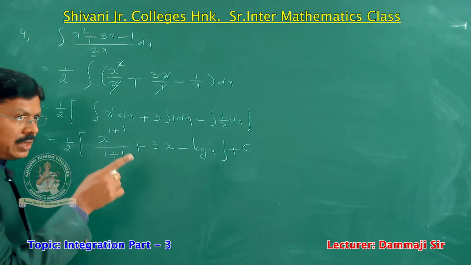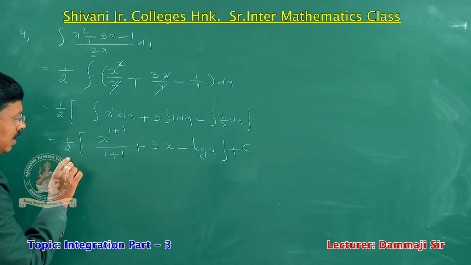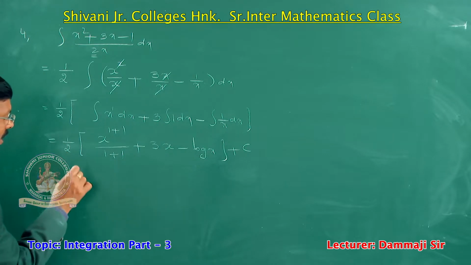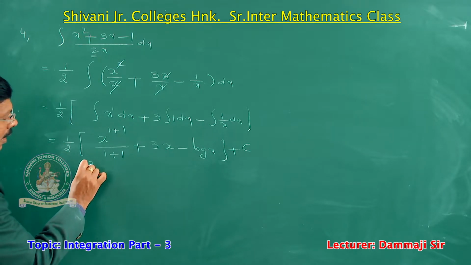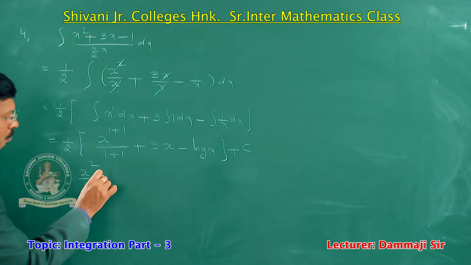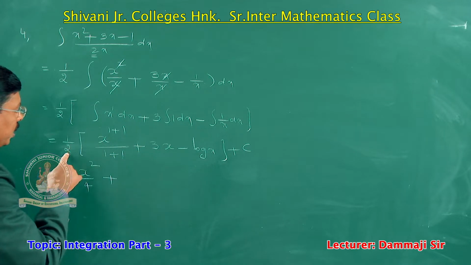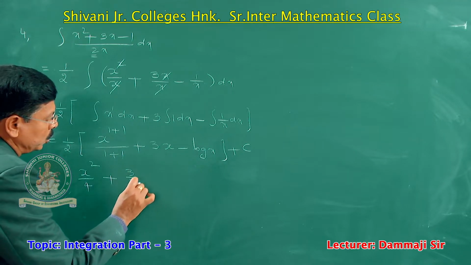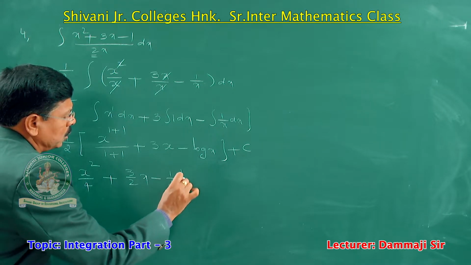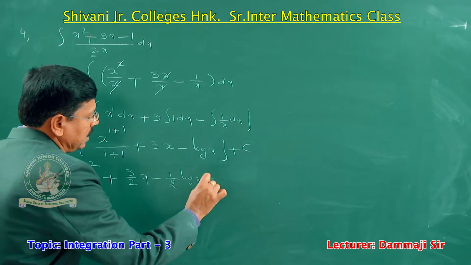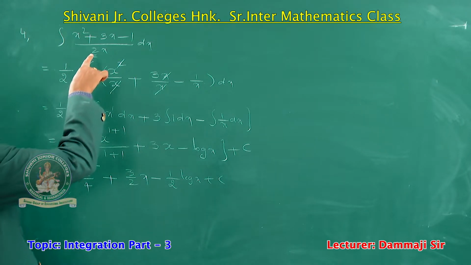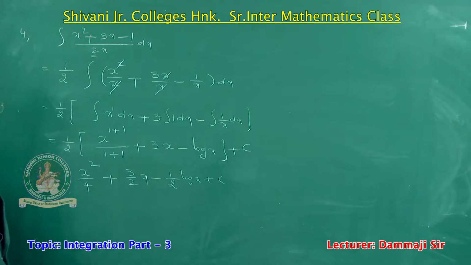Then by using the algebraic process only: 1 plus 1 is 2, and 2 is already there. What about the result? x square by 4, since 2 twos are 4, plus 3 by 2 x minus 1 by 2 log x plus c. What about our observation? The given problem belongs to algebra.